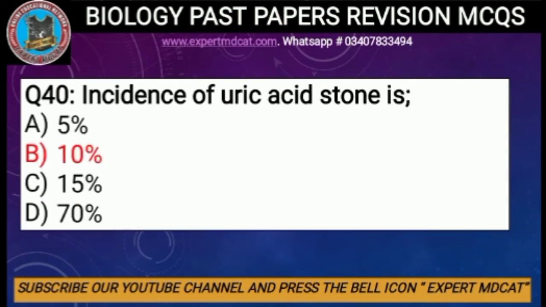Question number 40 is, incidence of uric acid stone is. Options are 5%, 10%, 15%, 70%. The correct one is B, that is 10%. 10% is uric acid, 70% is calcium oxalate stones, and 15% is calcium phosphate stones. And here we have been asked about uric acid, and that is 10%.